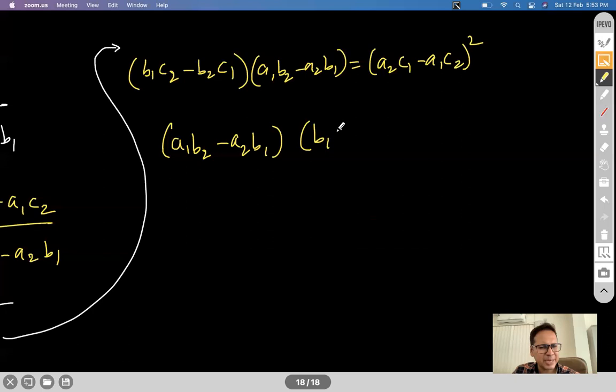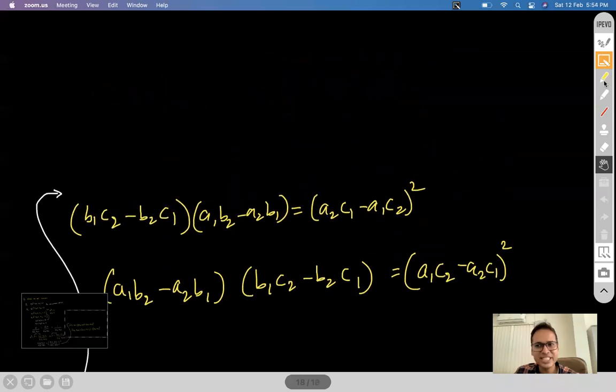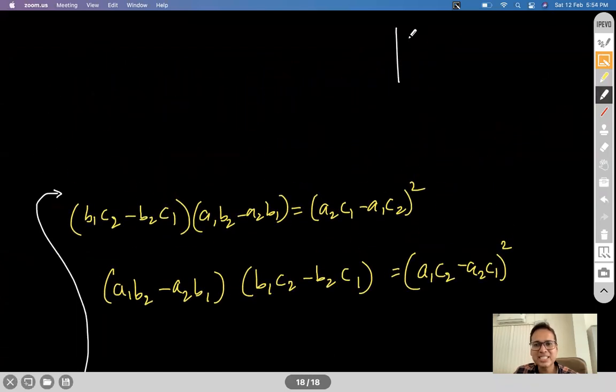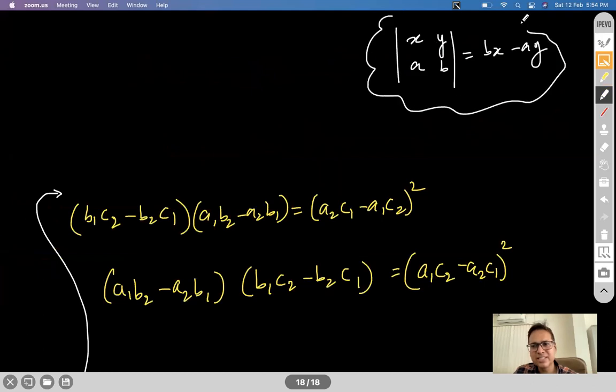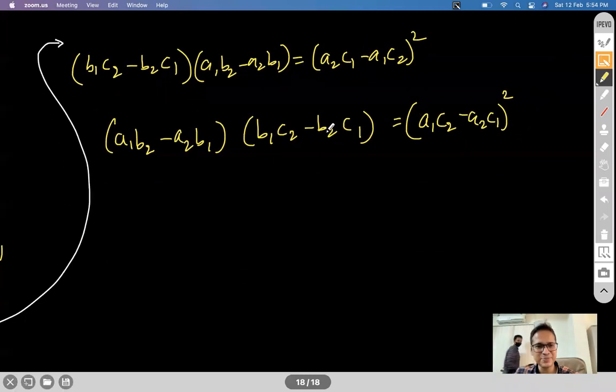By the way, I'm expecting everybody to be aware of determinants expression, right? Everybody knows determinant. Have you seen determinant before? Something like this. Let's say X, Y, A, B. Can you write it as BX minus AY? You are all aware of this, everybody? Everybody knows this determinant? You would have used it in your cross product concept.